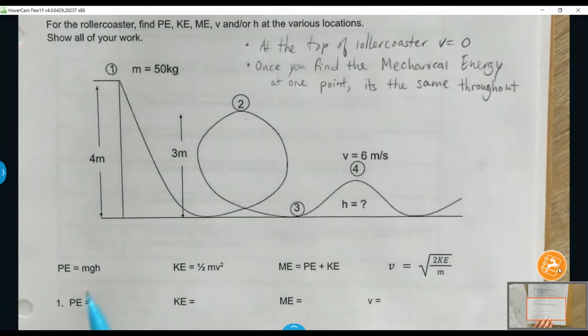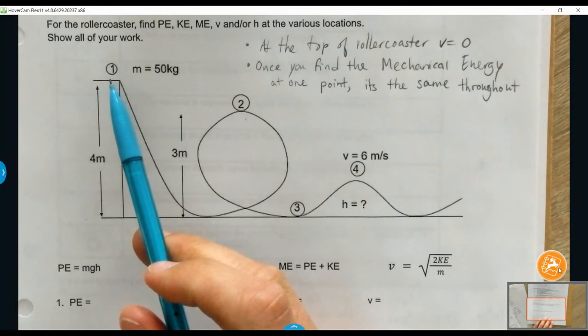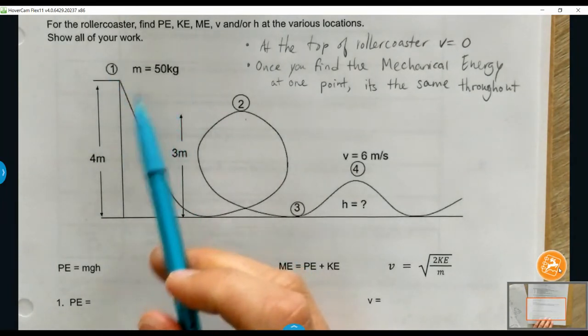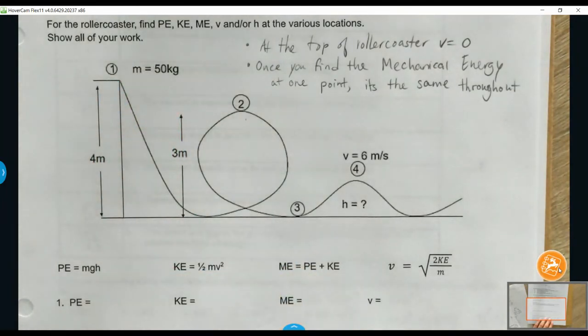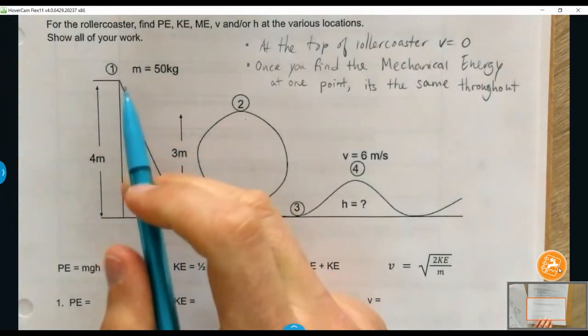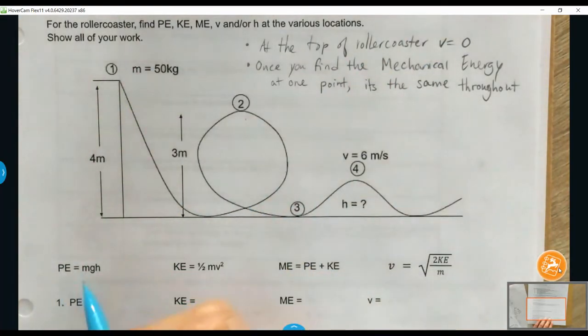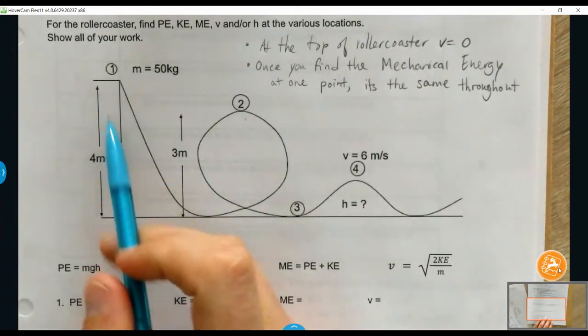So right off the rip, if you look at position 1, they give us a mass. Right before the roller coaster goes down its dive, they usually pause it to build up the anticipation, scare you a little bit, and then drop. So we have a velocity of 0 there. Cool. Do we have a mass? Yes, we do.